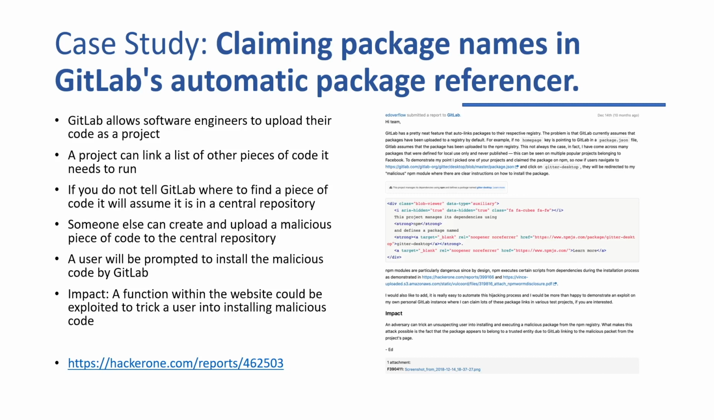So what someone else can do is really step in, create and upload a malicious piece of code to the central repository, which a user can then be prompted to download, install, and run by GitLab. So we're using the reputation of GitLab to attack a user. It's not social engineering in the way we've tricked somebody, but it is a way to use GitLab's reputation in order to attack a user. So really, it's a function within a website that could be exploited to trick a user into installing malicious code.